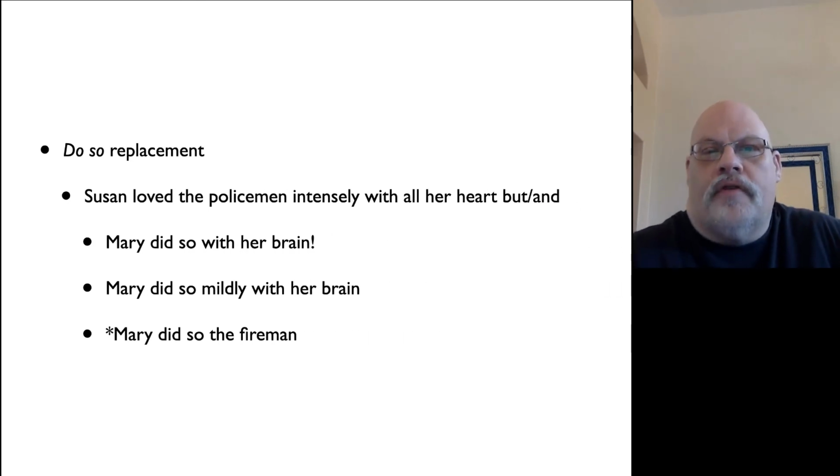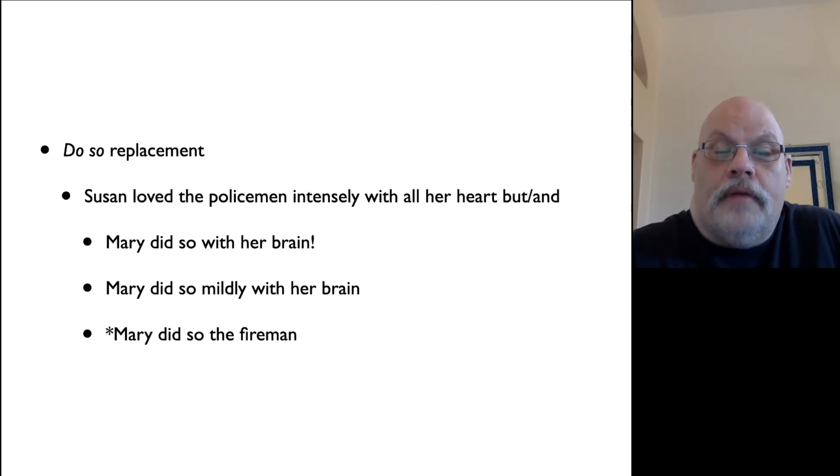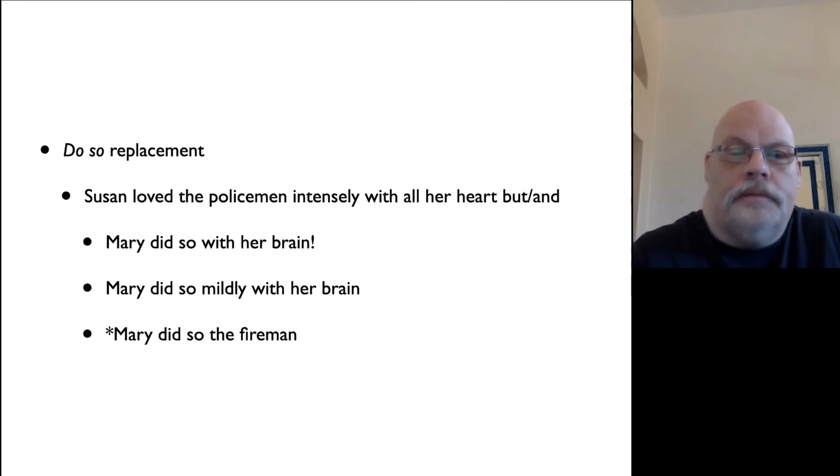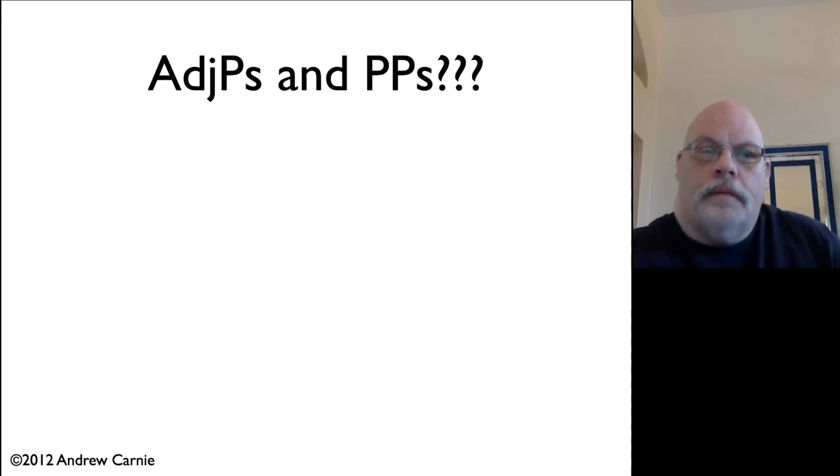The equivalent to one replacement in English that you find with verb phrases is do so replacement, or do so too. So let's see what happens. You can put do so before an adjunct, but you can't put it before a complement. So you can say Mary did so with her brain, Mary did so mildly with her brain, but "Mary did so the fireman" is just awful.